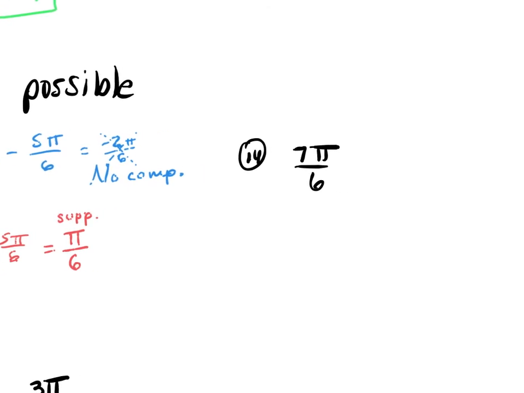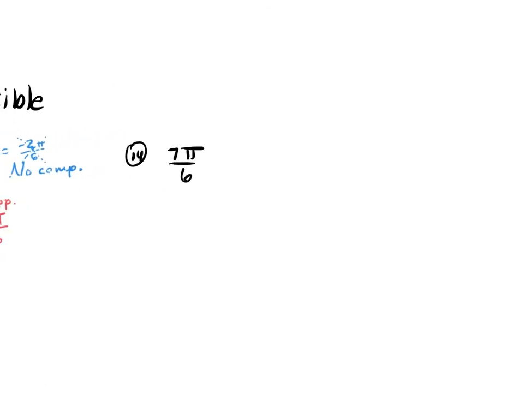For 14, when we subtract, they are both negative. So for 14, we have no complement and no supplement. So complement and supplement cannot be negative.